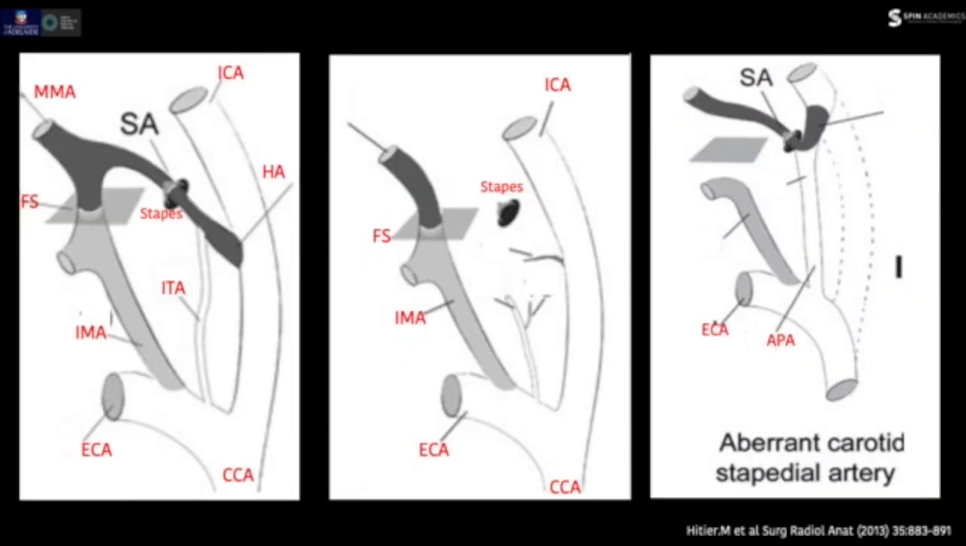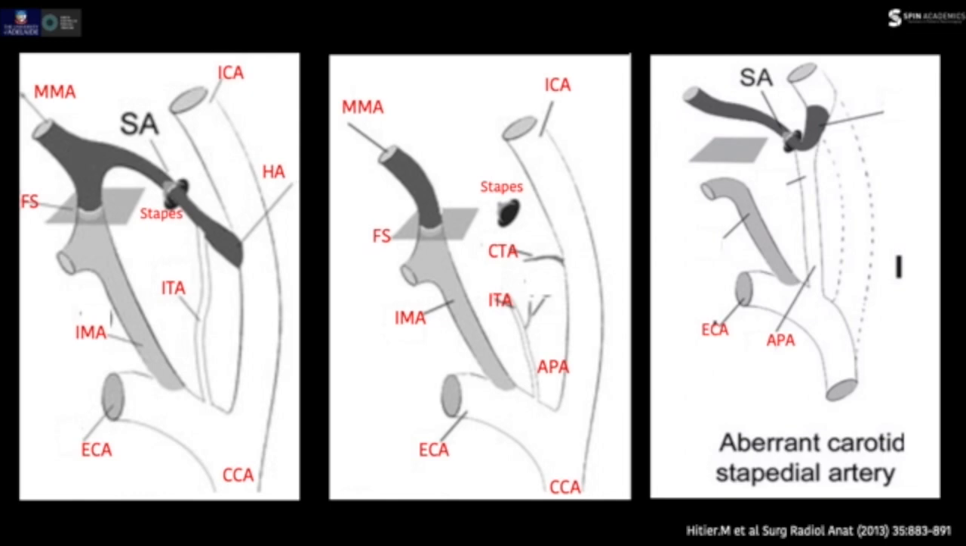Over time, the stapedial artery atrophies, transferring the middle meningeal artery to the external carotid system from the internal carotid system. The hyoid artery becomes the caroticotympanic artery. The ascending pharyngeal artery gives off the inferior tympanic artery.